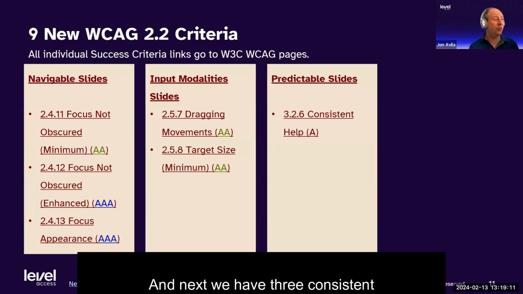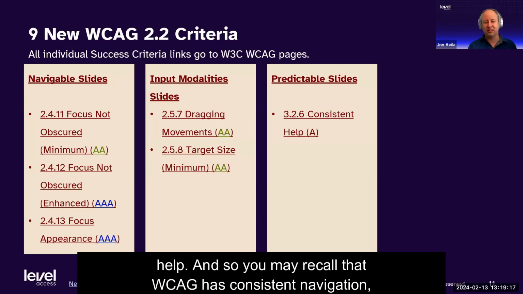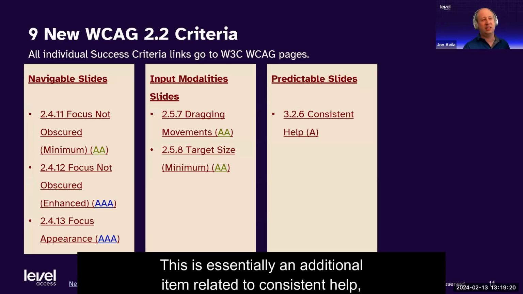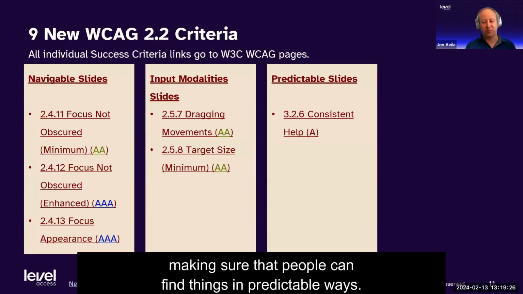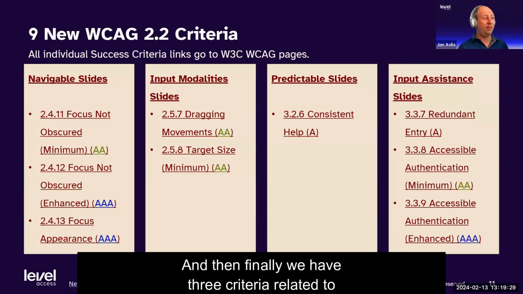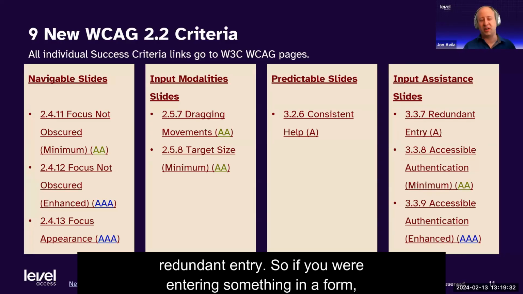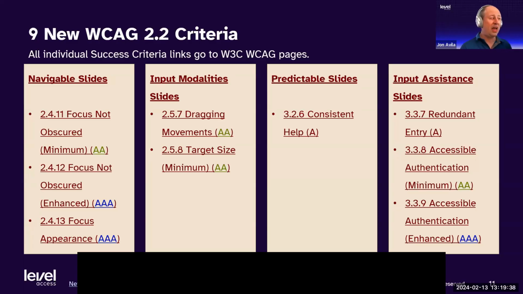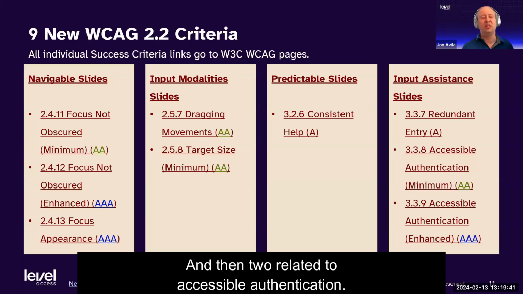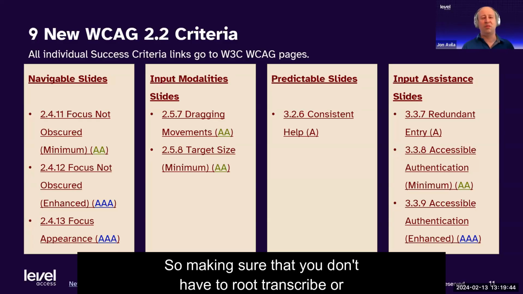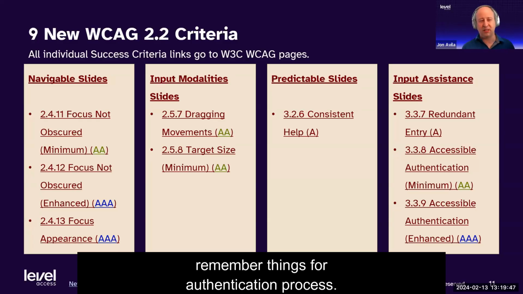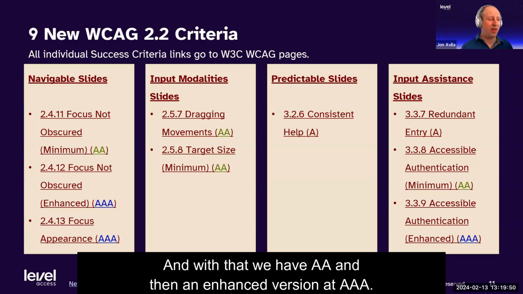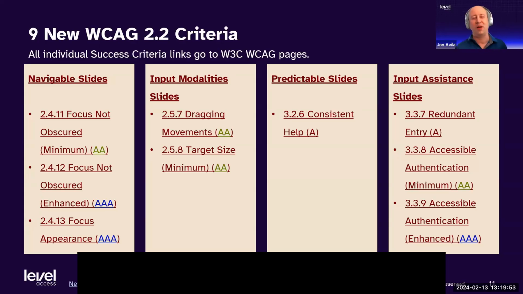And next, we have 3 consistent help. And so you may recall that WCAG has consistent navigation, consistent identification. This is essentially an additional item related to consistent help, making sure that people can find things in predictable ways. And then finally, we have 3 criteria related to redundant entry. So if you're entering something in a form, you don't have to keep entering that same information over and over again. And then 2 related to accessible authentication. So making sure that you don't have to transcribe or remember things for the authentication process. And with that, we have a AA and then an enhanced version at AAA.